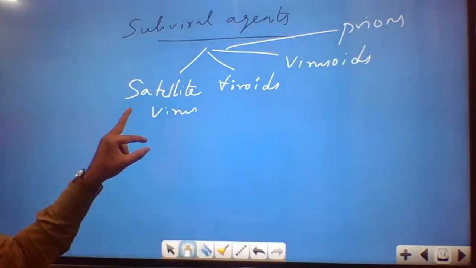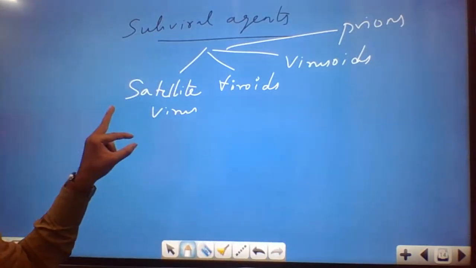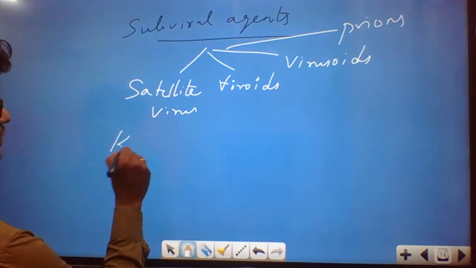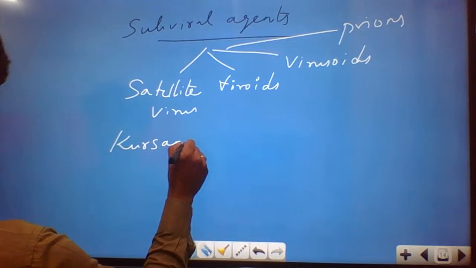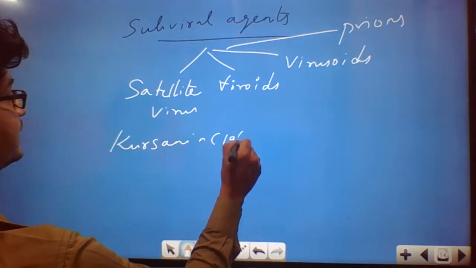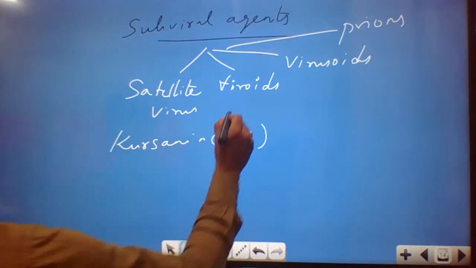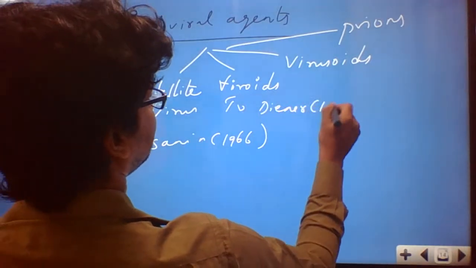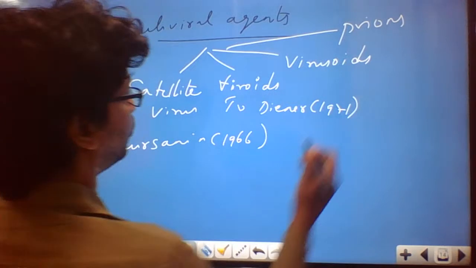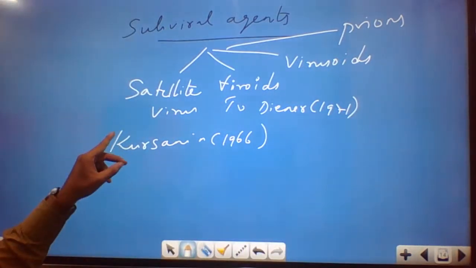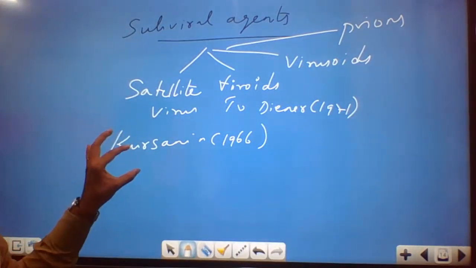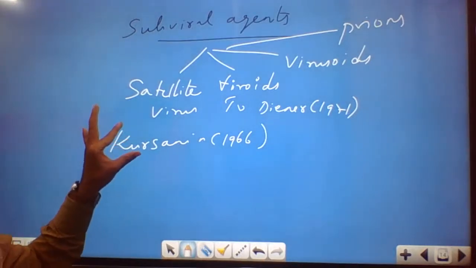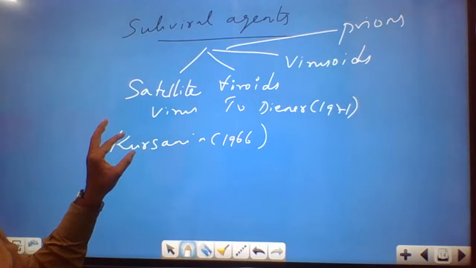So subviral agents, satellite viruses. This satellite virus was first proposed by Kursanin in the year 1966. Viroids were given by Theodor Diener in the year 1971. Coming to the satellite virus, this is a small RNA molecule. This is actually like the virus. This is a small RNA molecule. We call it a satellite virus.